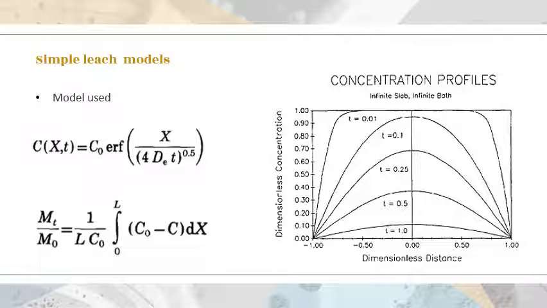With these assumptions, the material balance equation can be solved to give a profile of the concentration within the solid. In the equation, C sub 0 is the concentration of the contaminant through the slab when leaching starts. ERF is the error function, and T is the time since leaching began. This equation is not very useful in characterizing leaching from solidified waste. It is much more useful to obtain the fraction of contaminant leached by integrating the concentration profile across the entire slab. The graphic shows the concentration profile in solidified waste containing mobile contaminant after various dimensionless leaching times.